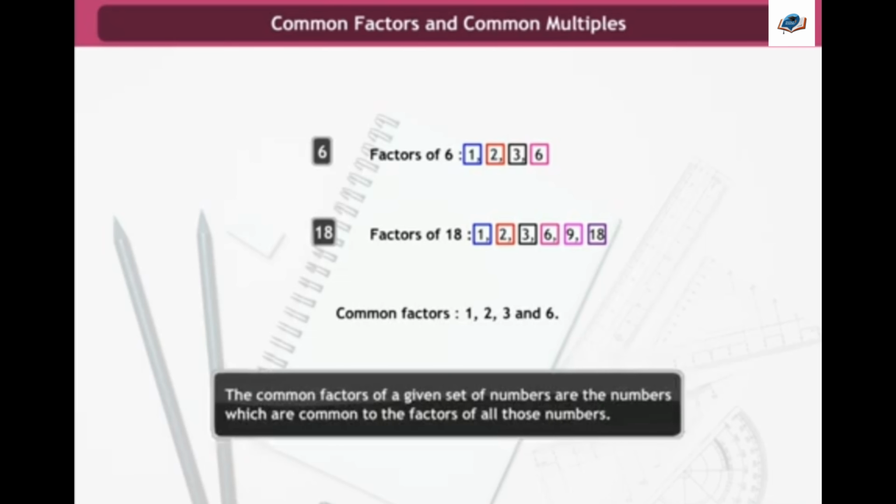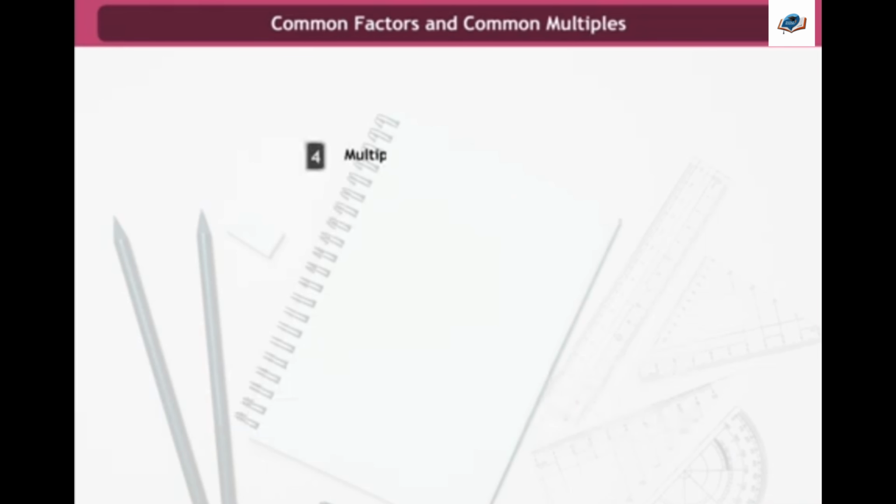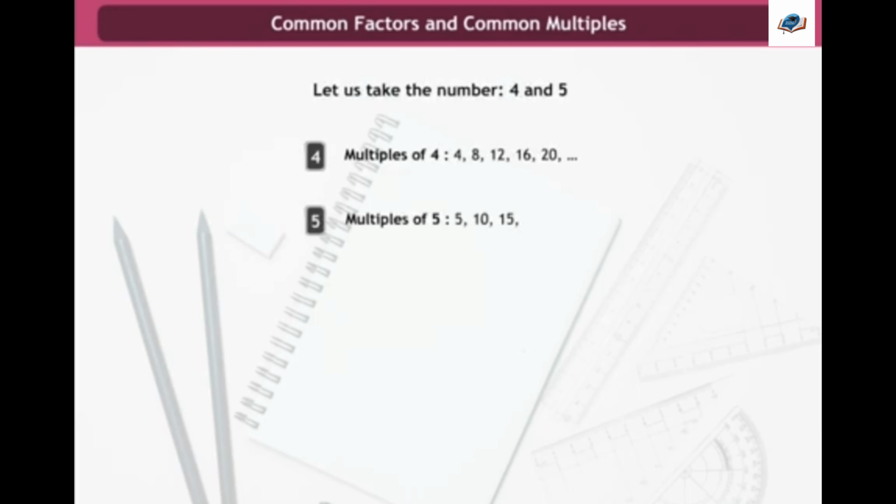So, common factors of a given set of numbers are the numbers which are common to the factors of those numbers. Similarly, we can find the common multiples of two numbers. Let us take the numbers 4 and 5. Now, multiples of 4 are 4, 8, 12, 16, 20 and so on. And multiples of 5 are 5, 10, 15, 20, 25 and so on.